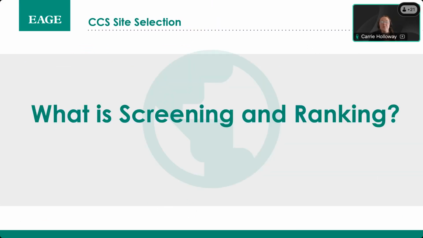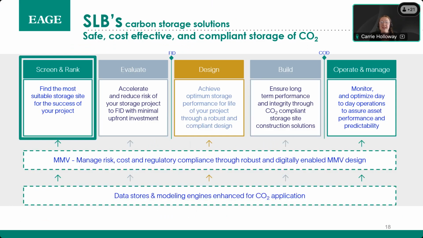So now we're going to talk about how we actually find our best site to store CO2. The first thing we need to do is screen a region to highlight suitable sites for storage. Then the next step is we rank these sites using a comprehensive list of criteria to assess which site or sites have the best potential and we can take forward. So screening and ranking is the first step in any carbon storage project. It's how we find the most suitable site to optimize the success of the project at an early stage.